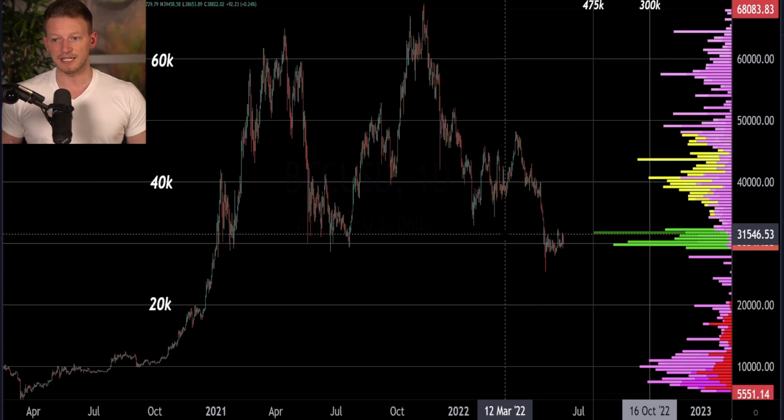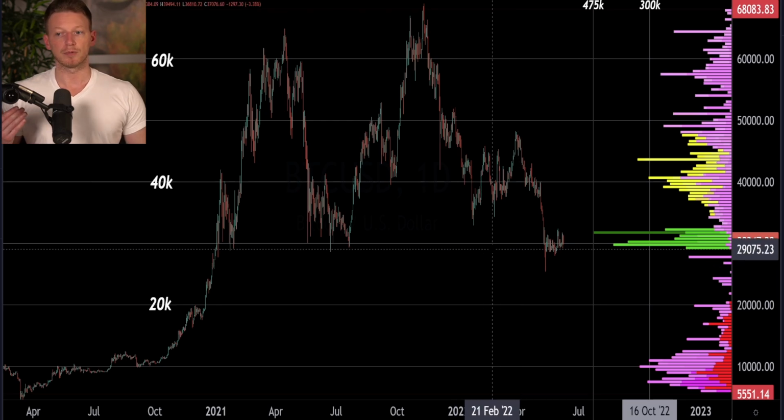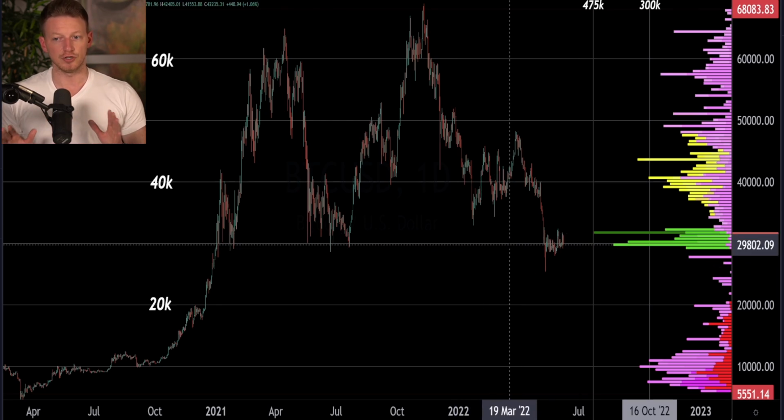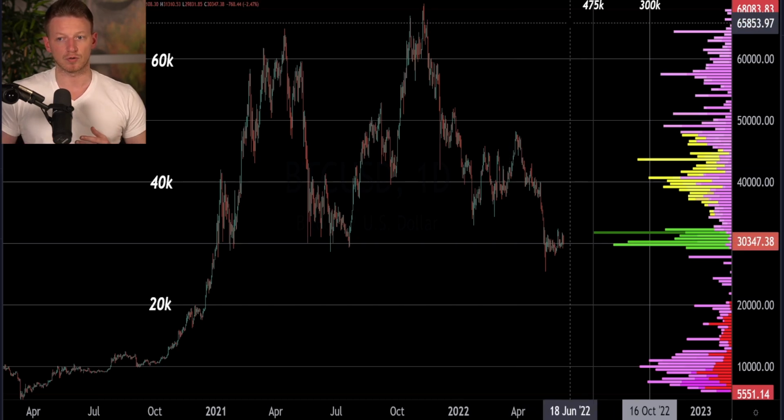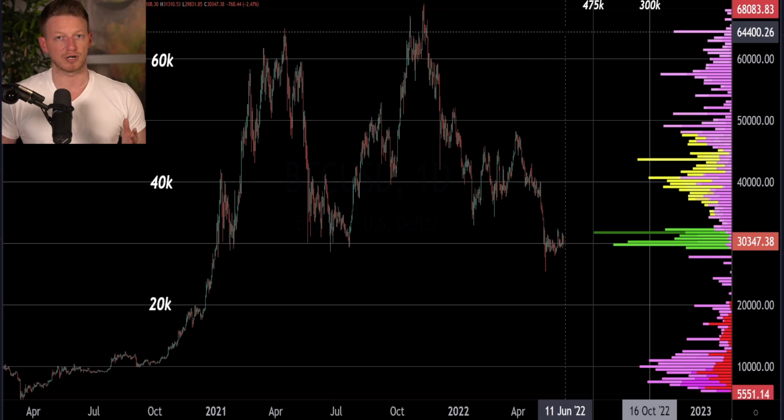Because we're sitting here at around 30K right now, if we were to head to the upside. And if you're new to the channel, let me quickly break down exactly what this metric is that we're looking at. This shows us the number of Bitcoin being held at any given price level, on chain. So if the coins have moved on chain, they show here and we can see exactly where those coins are.